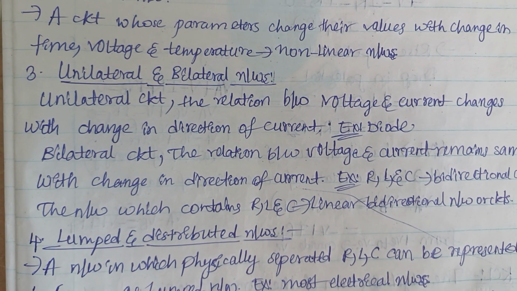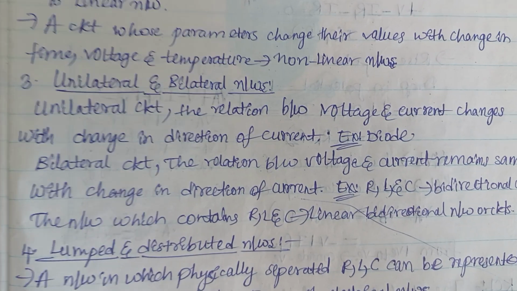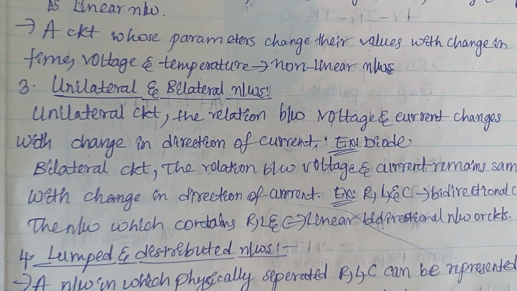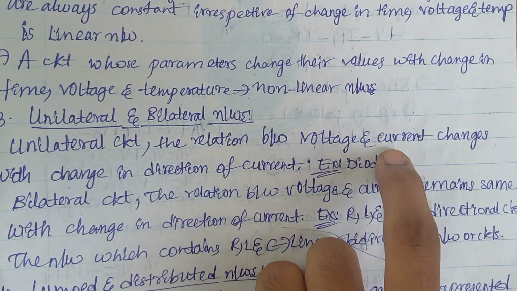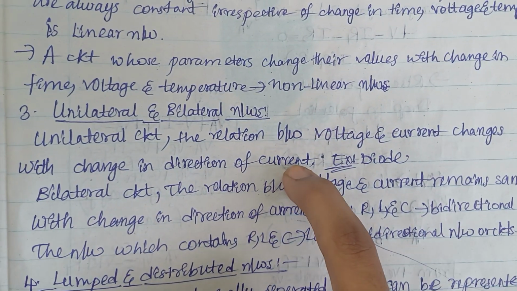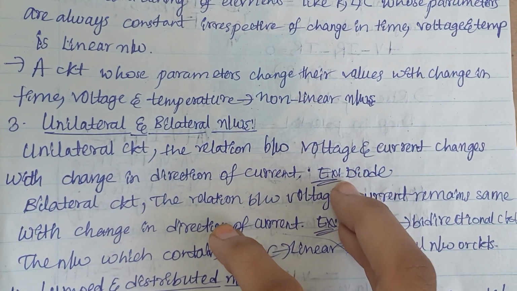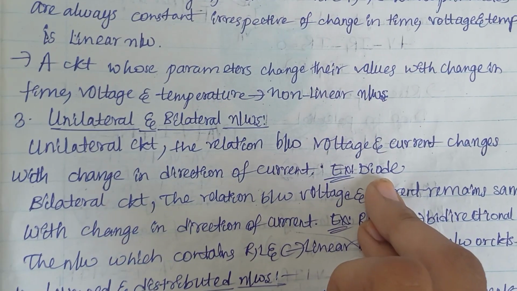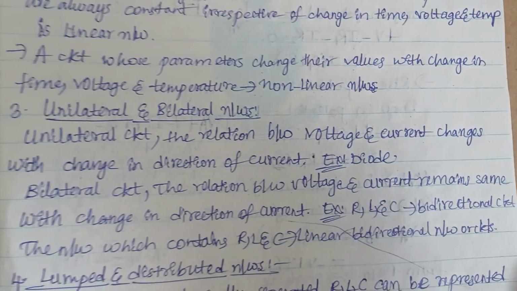In a unilateral circuit, the relation between voltage and current changes with the direction of current. If the voltage and current relation changes with the direction of current, then we say it to be a unilateral network, for example a diode. In the 5th module you will get to know about this in great detail.